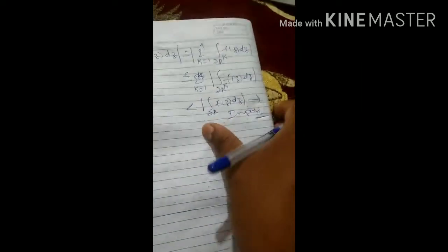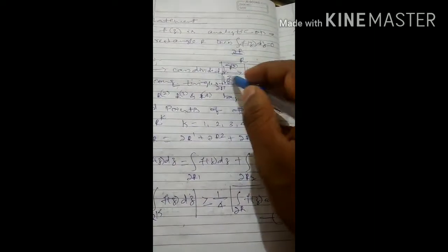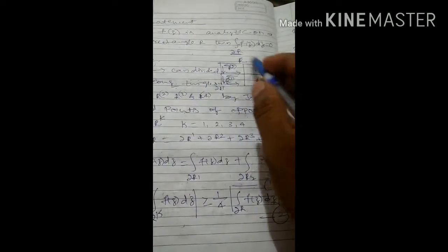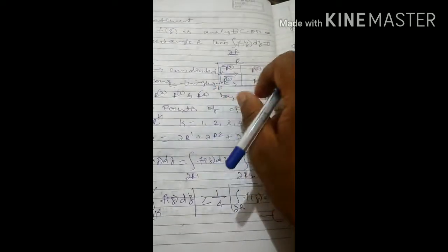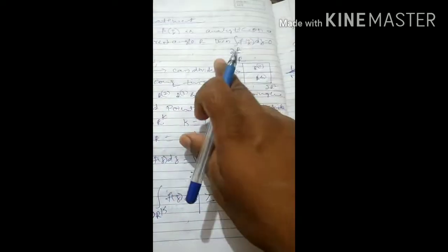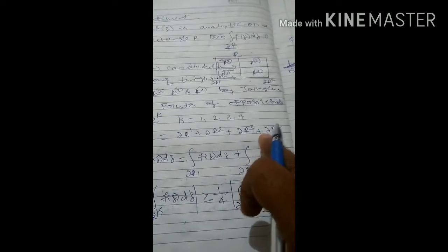Similarly, this is a rectangle, not a triangle, and we can divide it into four congruent rectangles. Already I told R1, R2, R3, R4, and these are the boundaries: delta R1, delta R2, delta R3, delta R4, according to Cauchy's theorem.